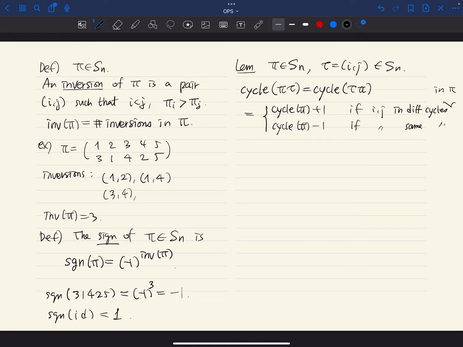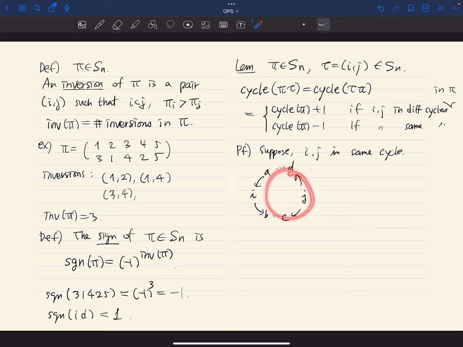Okay, so let's prove this. I'm going to just show you the idea. Let's suppose the first case, pi, i and j in the same cycle. Then if you consider the cycle structure, it looks something like i goes to... i and j in the same cycle. So we have something like that. Let me say A, this is B, C, and D. We have a cycle structure like that. This is pi. Let's say this is one cycle of pi.